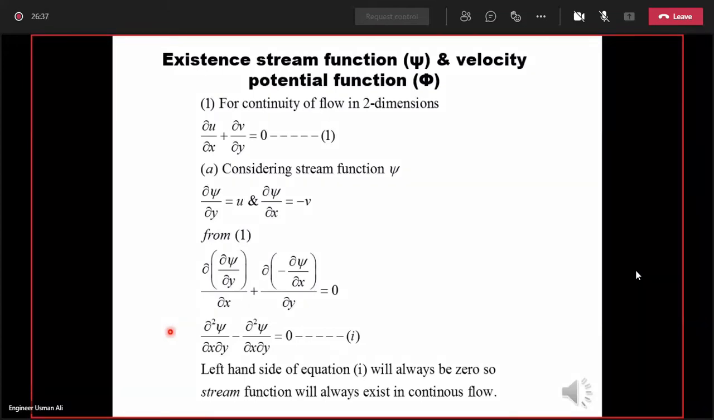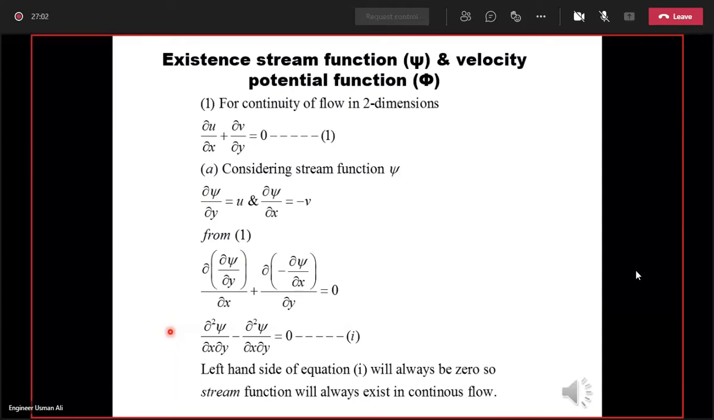For example, you are given a flow field and you are asked to check whether the stream function will exist or not, so you just have to check the continuity. If it is satisfied, it means that the stream function will exist. So this is how we can utilize this information. The stream function satisfies the continuity and it will exist in continuous flow.